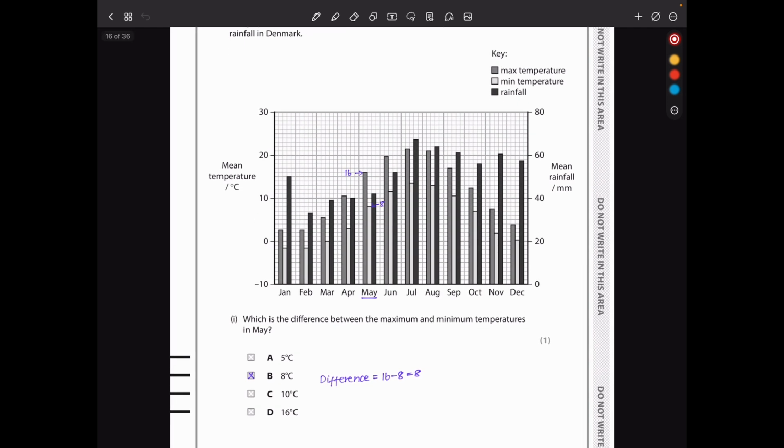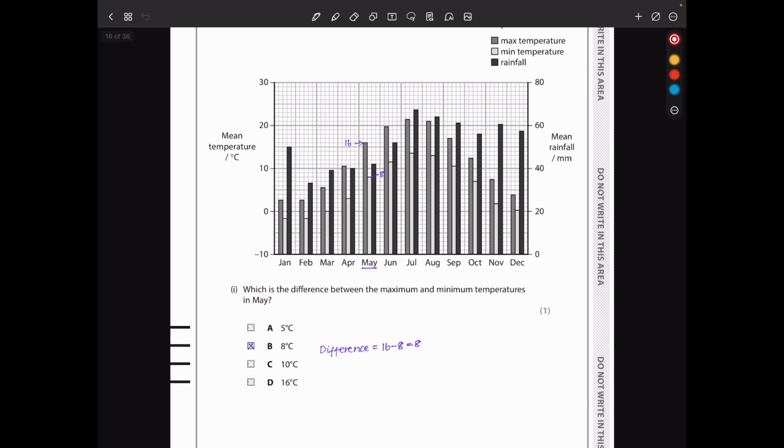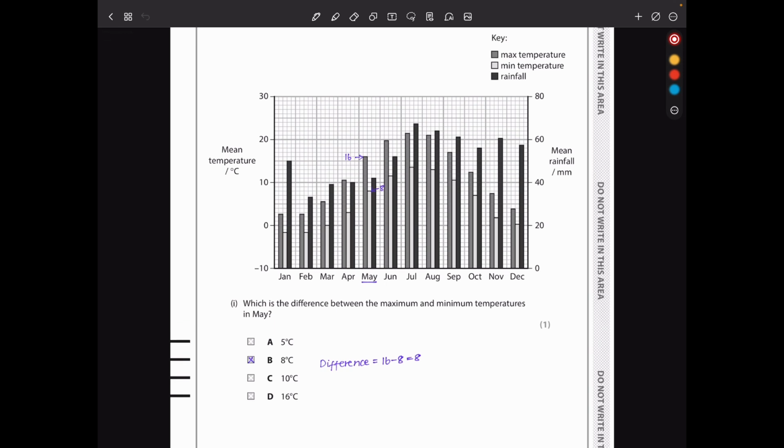And they ask what is the difference between the maximum and the minimum temperatures in May. When we come to the month of May, we see the maximum is about 16, and the minimum is 8. So the difference should be 16 minus 8, giving us 8, and so the answer is 8 degrees.